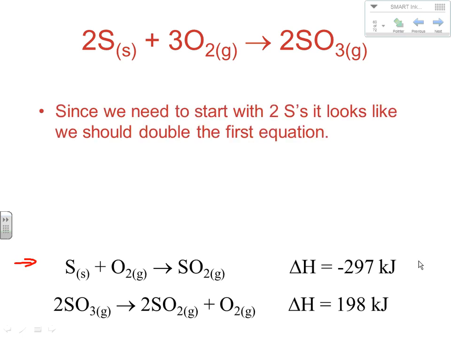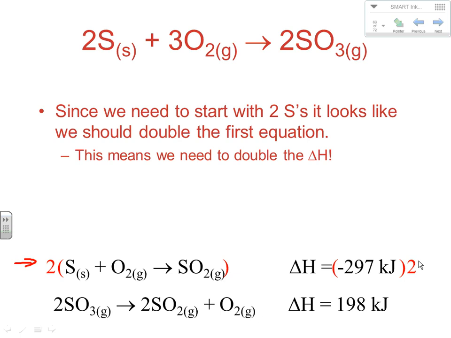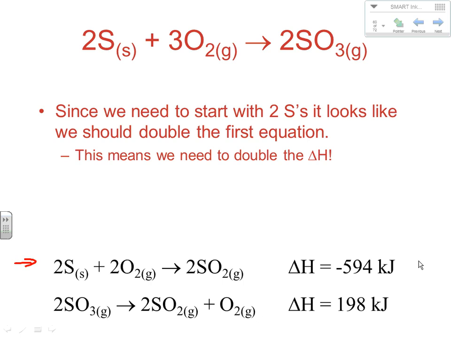So since we need to start with 2 moles of S, it looks like we should double that first equation. And if we double the first equation to get 2 moles of S, we also get 2 moles of O2 and 2 moles of SO2. And we also double the enthalpy change. Remember, enthalpy is an extensive property. It is dependent upon amount. So if we want twice the amount, we're going to get twice the energy involved. So if we rewrite that equation, doubling everything and doubling the enthalpy, we now have that. That gives us our two S's on the left as a solid, just like we want.